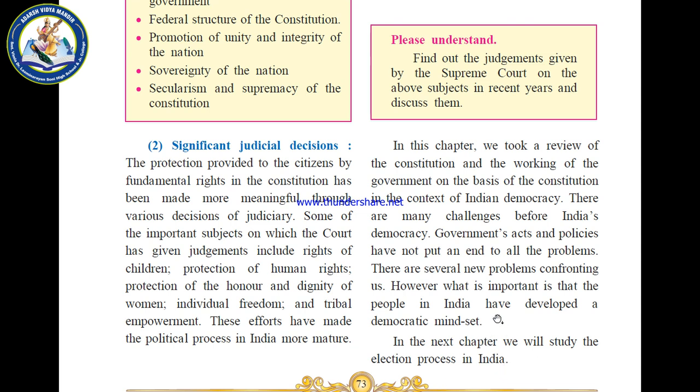How is the election process? How are the elections conducted? What is the election commission and how does it work? We are going to study everything.